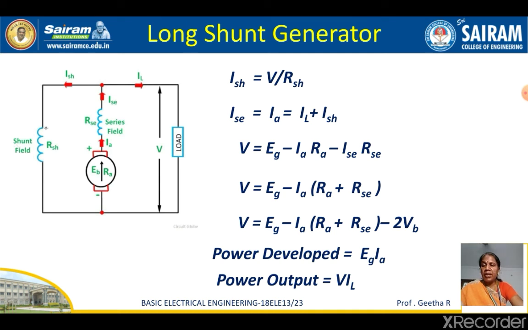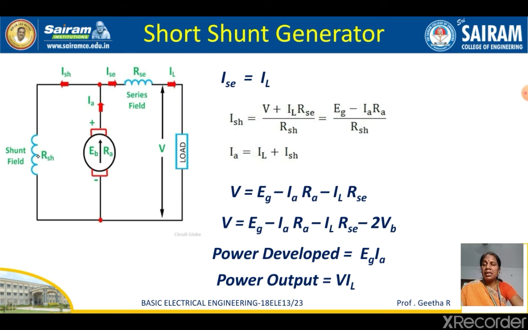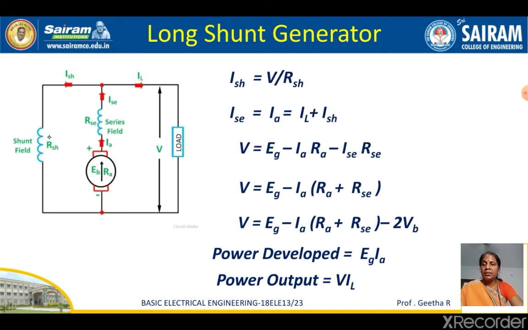Now you see here, when compared with the previous diagram, this shunt field includes the series field and the armature. But in the previous case, this is connected only across the armature. So that one is short shunt, and this is long shunt. That shunt is the lengthy one, or it includes both, so it is called long shunt. The current through this shunt field is nothing but V by RSH. Here ISE is nothing but the armature current, that is IA.